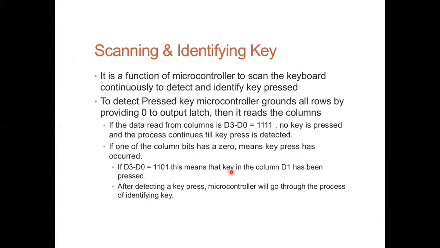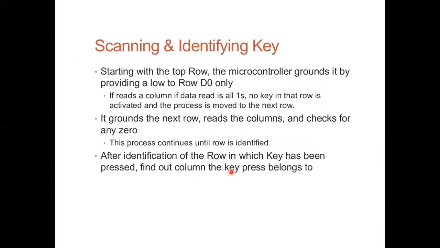After detecting the key press, the microcontroller goes through the process of key identification. The microprocessor has a lookup table, and for each key it has different codes for execution. If they are putting 1101, it means D1 is enabled, and this key value will be loaded from the lookup table and represented in the output. That is the concept of scanning and identifying a key.